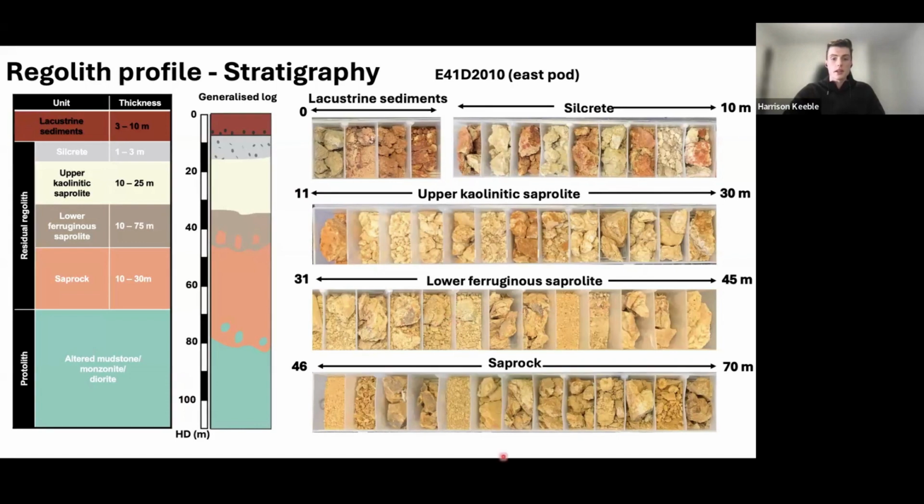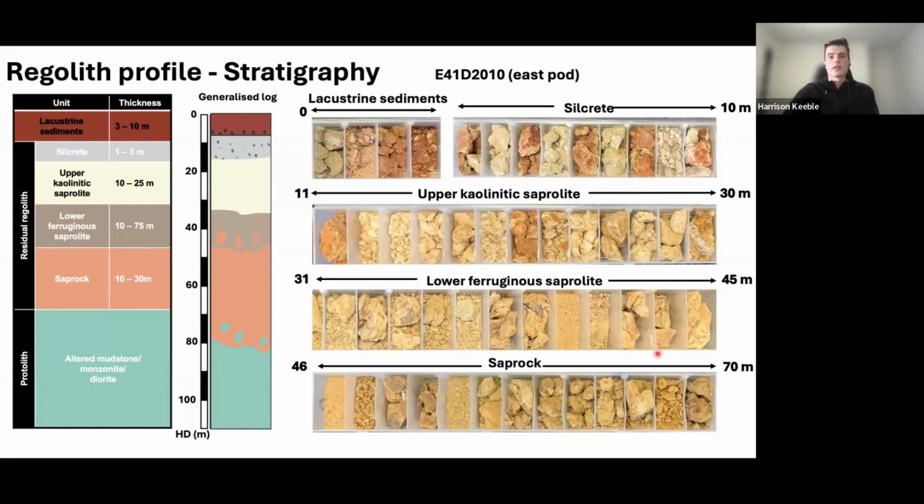And finally, for the residual regolith, we have the saprock, which is marked by rock chips with a coherent rock texture. And then this would transition into more coherent rock as you transition back into the altered protolith.